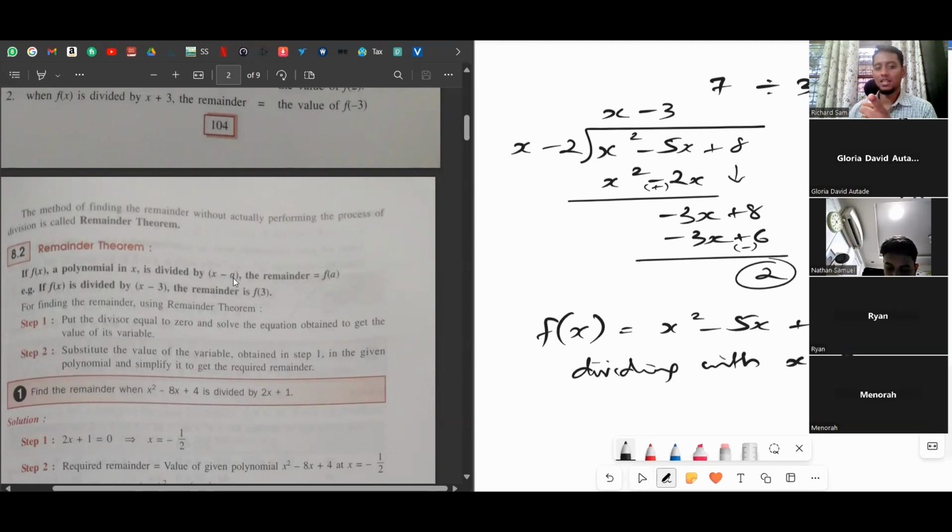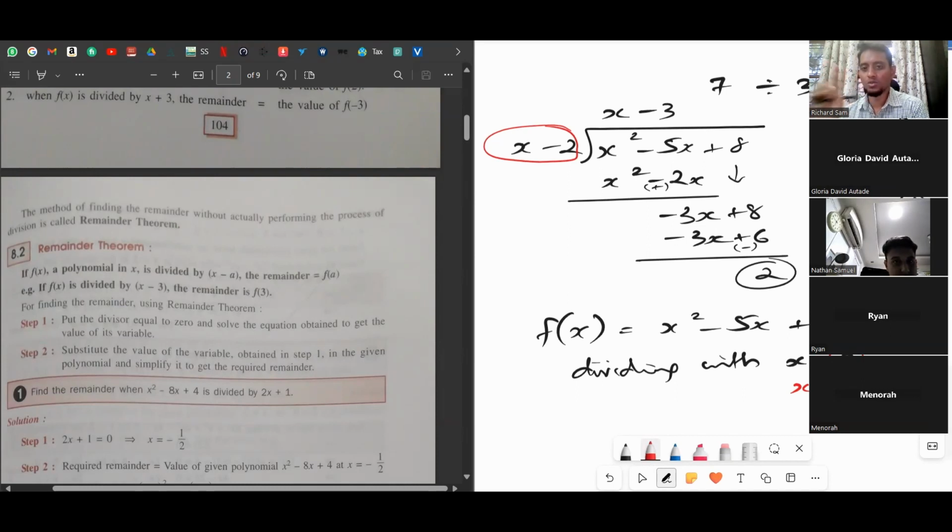Because x minus a is x minus 2, if we are comparing both of them, x minus a is x minus 2. So a is what? 2. And in the class we also wrote some definitions for this.